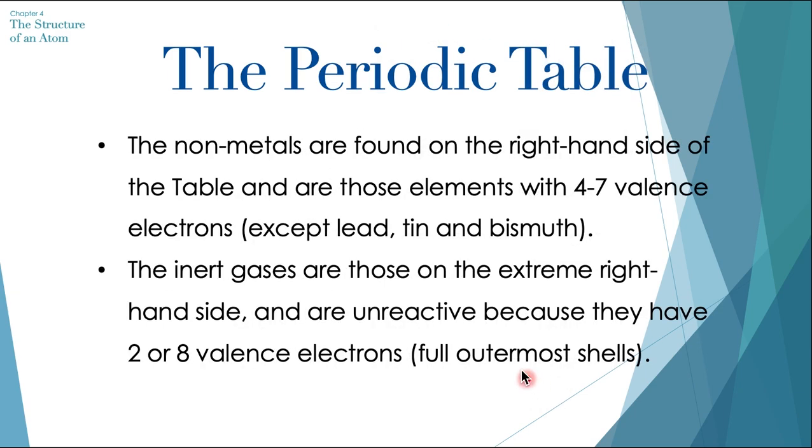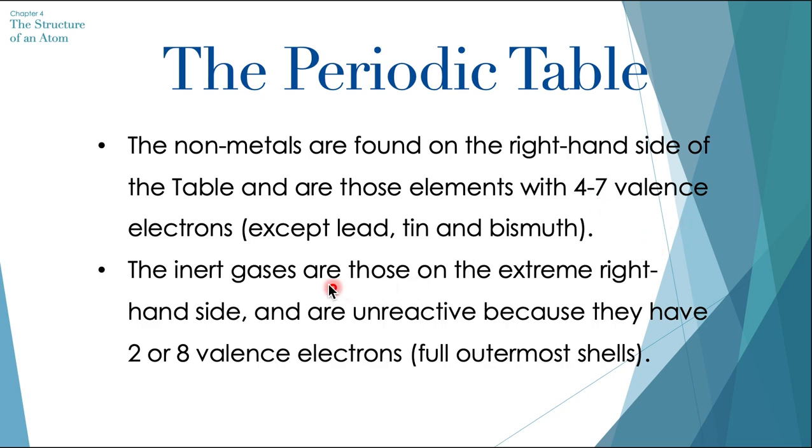The non-metals are found on the right-hand side of the table and are those elements with 4 to 7 valence electrons. By 4 to 7 valence electrons, we mean the groups 4 and 7. Group 4 and group 7, these contain non-metals.